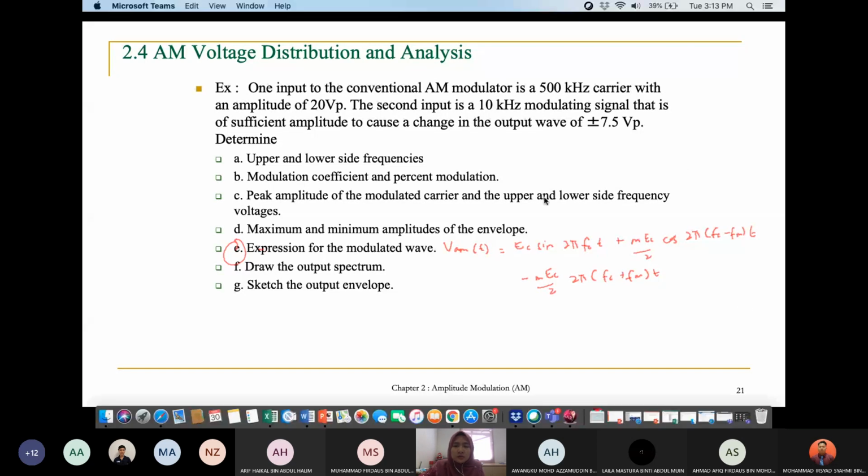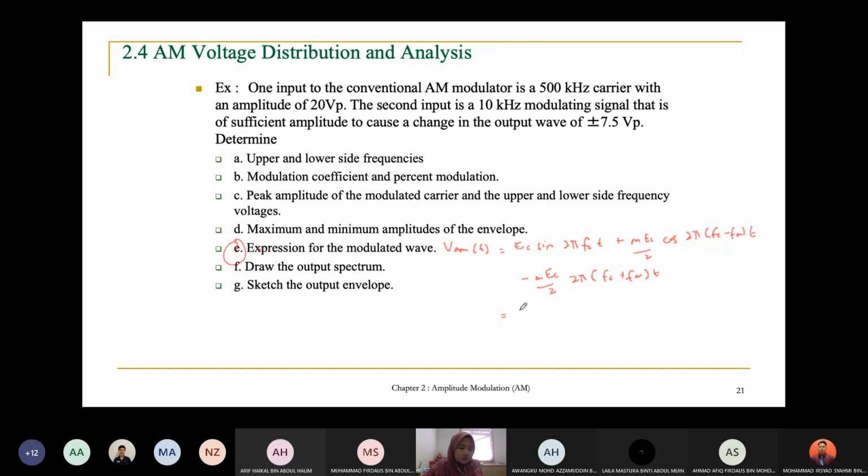So the final expression for VAM(t) you should get: EC is 20, so 20 sine 2 pi FC, which is 500k, t, plus MEC over 2, this is ELSF, which you already calculated. The answer is 3.75. So 3.75 cos 2 pi (FC minus FM), you should get 490, t, minus MEC over 2, which is 3.75, sorry, you have cos, cos 2 pi (FC plus FM), which is 510. Okay, this is the answer for E.